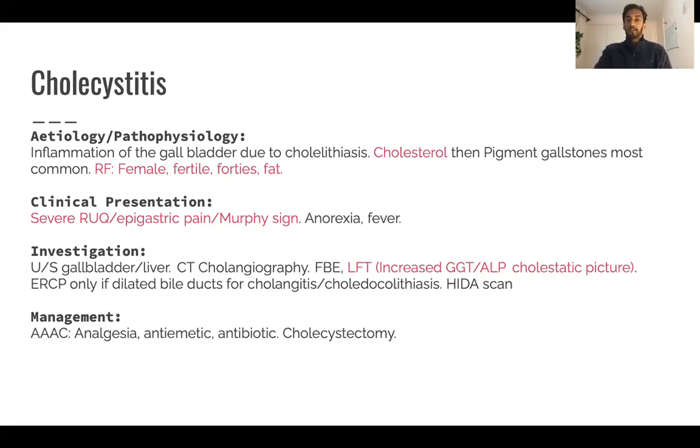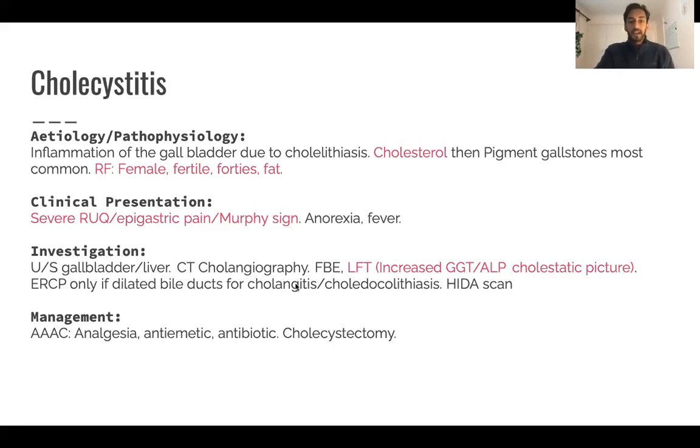The most common kinds of stones to watch out for are cholesterol and then pigment. Cholesterol is the more common, you should know. The classic risk factors are female, fertile, 40s, fat, so the 4 Fs. In terms of clinical presentation, you've got severe right upper quadrant epigastric pain as well as Murphy's sign. In some cases, you can also have anorexia, so not really feeling like eating, and then a fever.